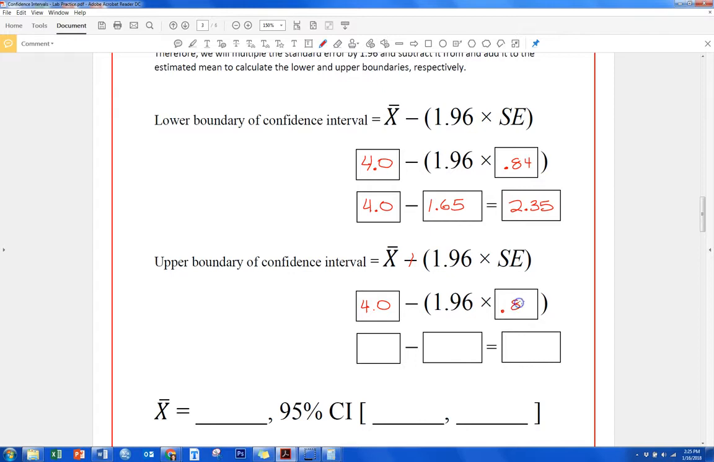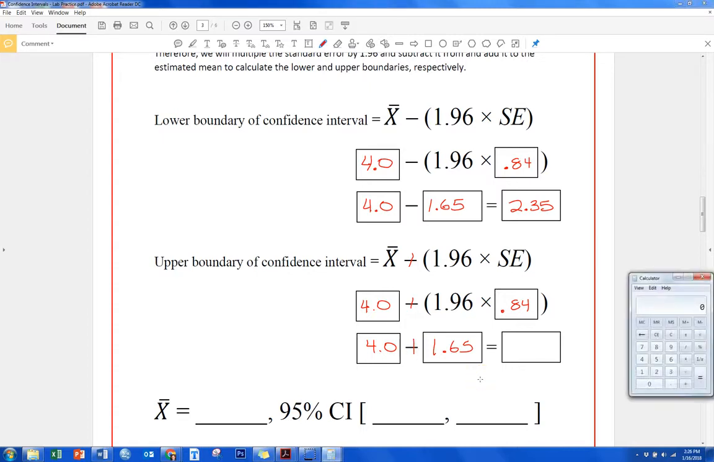0.84. All right, so we have 4 again, minus, and this is still going to be the same, 1.96 times 0.84, 1.65. And now we're going to actually be adding this. There we go, adding this. We'll go ahead and correct that in the template you'll be using. 4 plus 1.65 gives us 5.65.